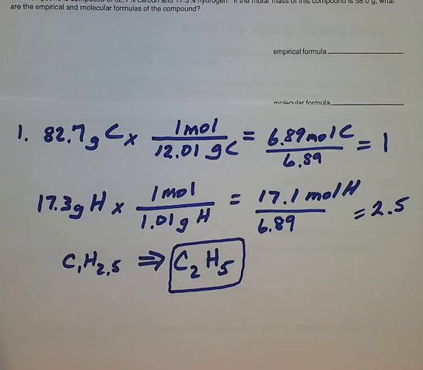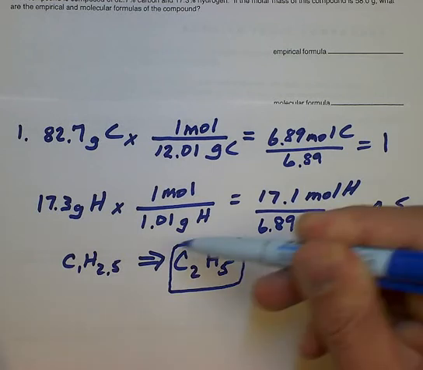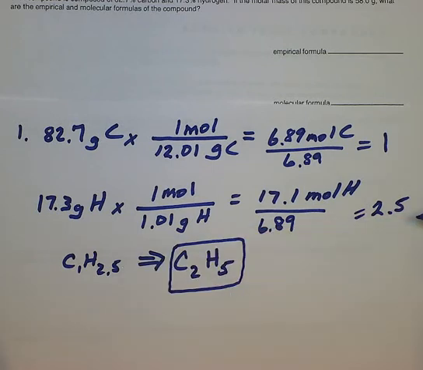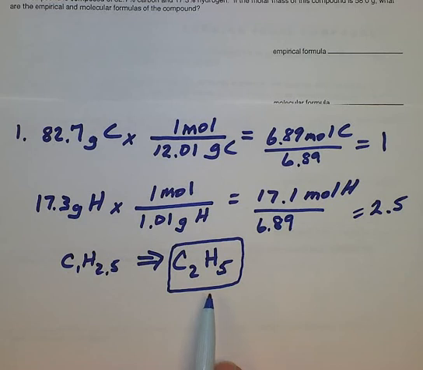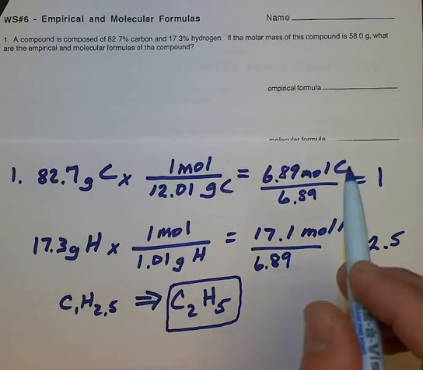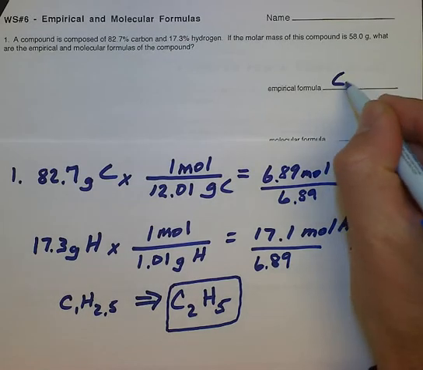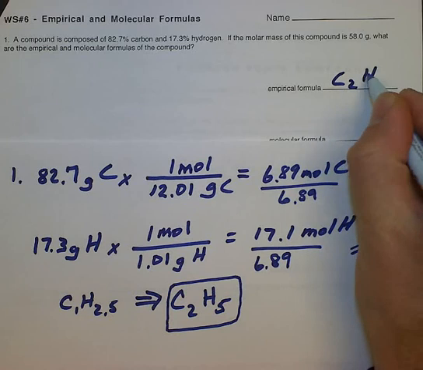Like I said, most of the time when you do this division step, you will get whole numbers here, and those whole numbers become your subscripts. However, if you do get a 0.5, 1.5, 2.5, 3.5, then you need to multiply both of them by 2 in order to make them whole numbers, because they have to be whole numbers. So this right here is your empirical formula, C2H5, your simplest whole number ratio.